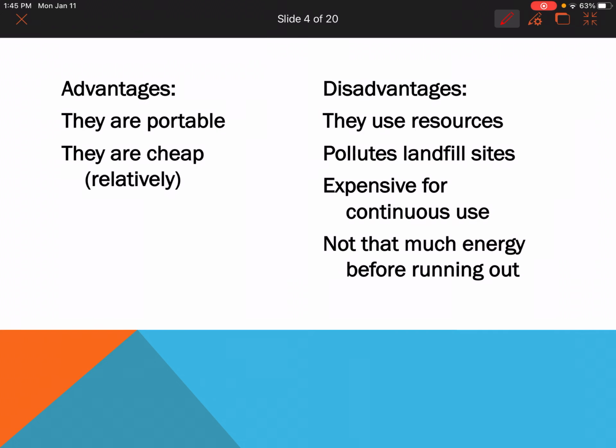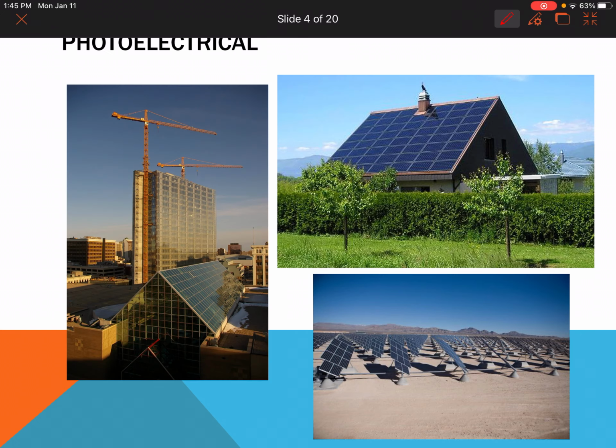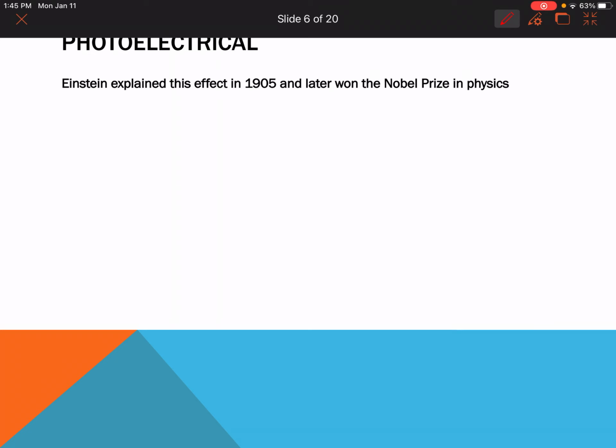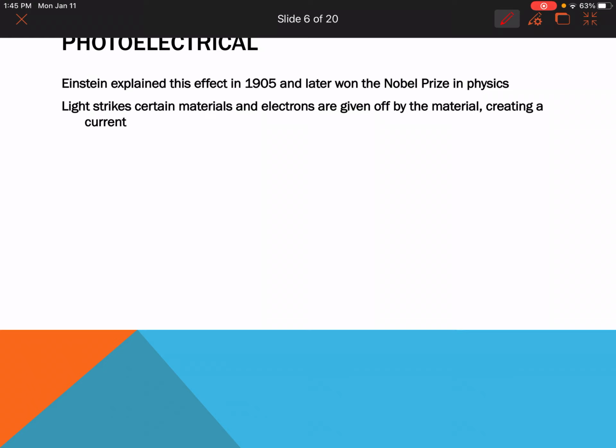So photoelectrical. Einstein explained this effect in 1905, and this later led to his winning the Nobel Prize in Physics for his work in this. Basically light, that's what you're filling in there. Light strikes certain materials, and electrons are given off by the material, creating a current. Those are your 3 blanks to fill in there.